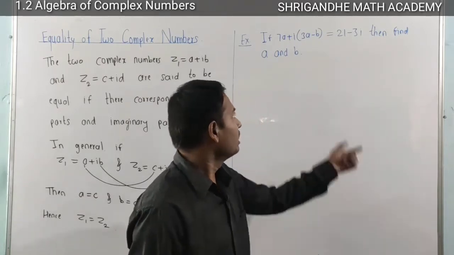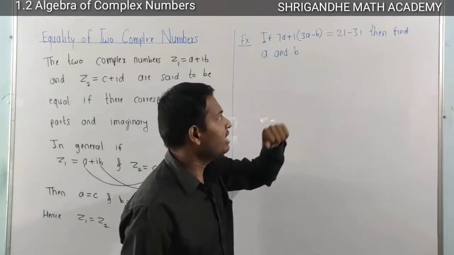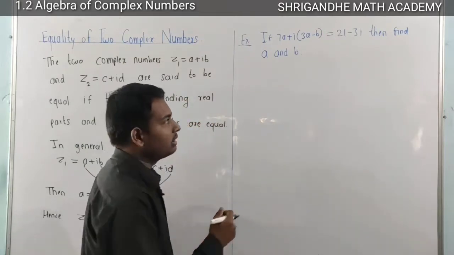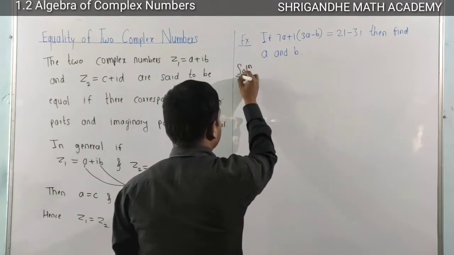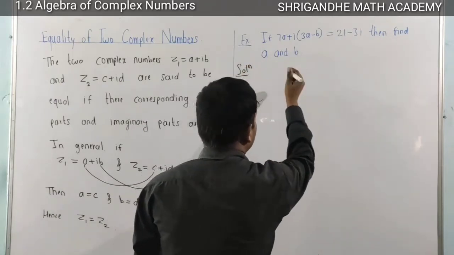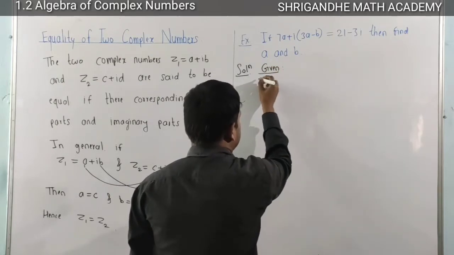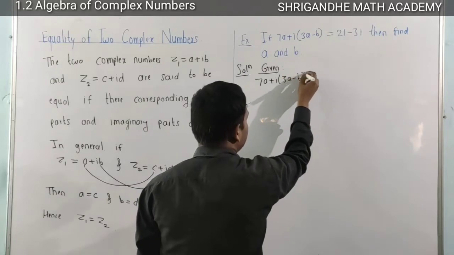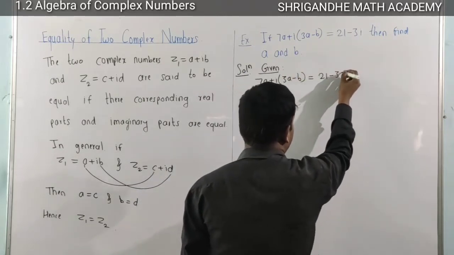Okay, let's see the example. If 7a plus i times (3a minus b) is equal to 21 minus 3i, then find the value of a and b. Let's see how to solve this example. Solution. What is given? First we write the given part: 7a plus i times (3a minus b) is equal to 21 minus 3i.